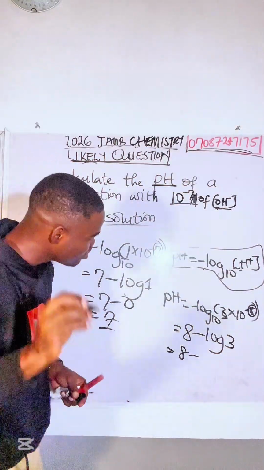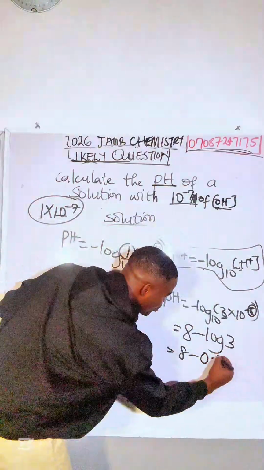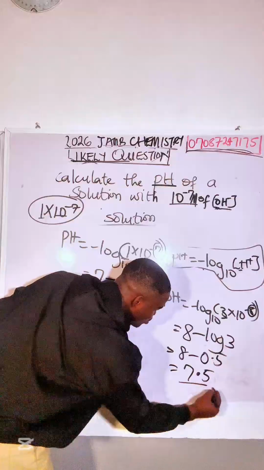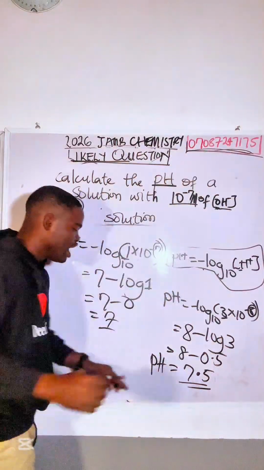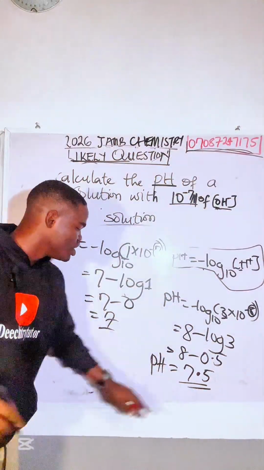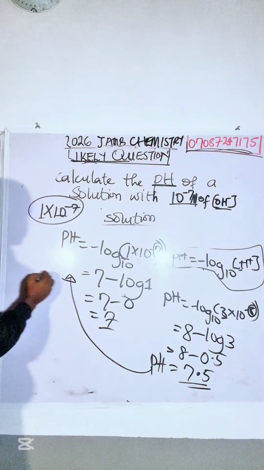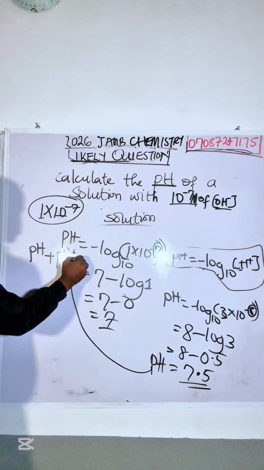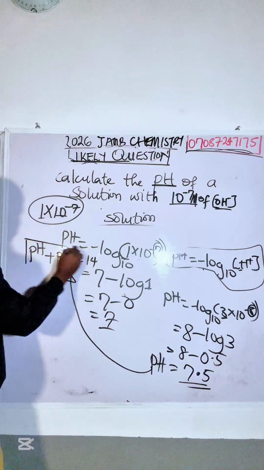So this is 0.5, right? Then the answer to this is 7.5. So that is the pH. And you know automatically if I know the pH, I can know the pOH. Because I know that pH plus pOH equals what? 14.